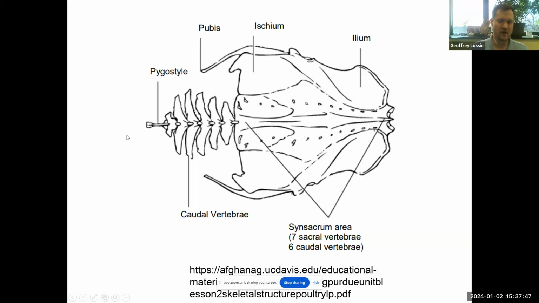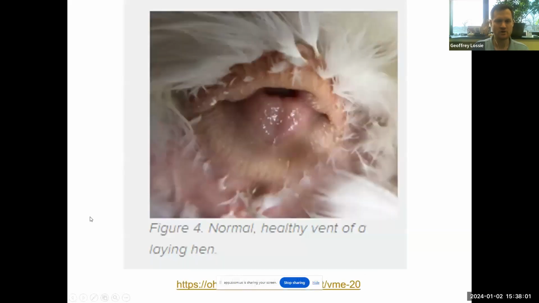One of the biggest complaints that I have had from clients is, hey, I've got 8 chickens, I'm only getting 7 eggs, somebody's not laying, who is it? How do I find out who it is? This is a very easy way to do that.